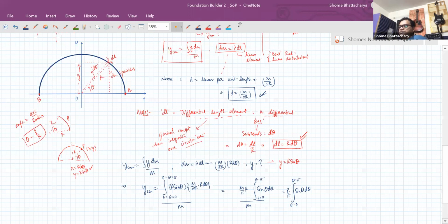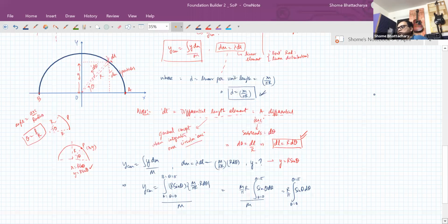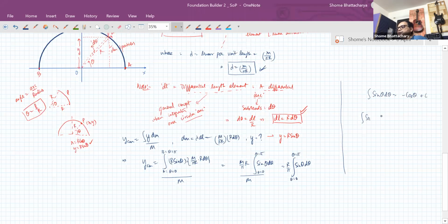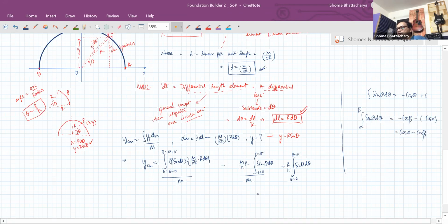Okay, so anyone completed the integration? Now I'll just put aside the integration on this side. Sine theta indefinite integration is minus cos theta plus c. So when we put sine theta integration from alpha to beta, it becomes minus cos beta minus cos alpha. So it becomes cos alpha minus cos beta. Okay, so that's how this will go.